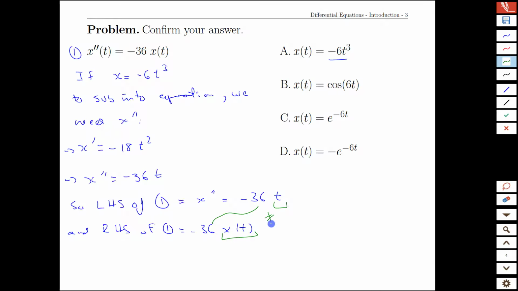And that tells us that x double prime of t equals negative 36 x of t is not satisfied by our guess, our x of t equals negative 6t cubed.